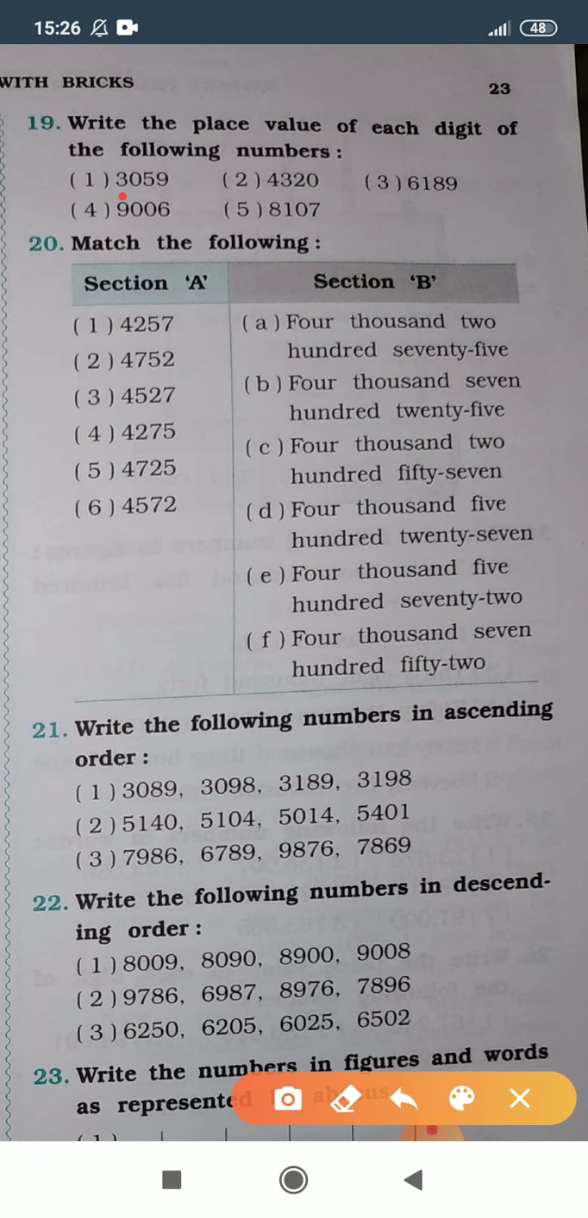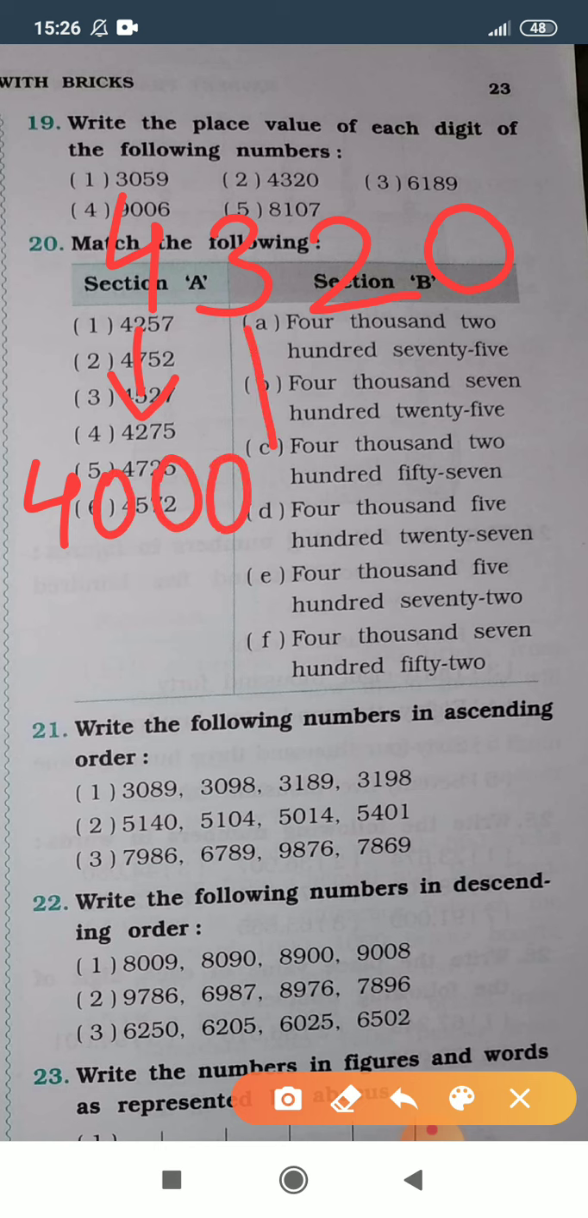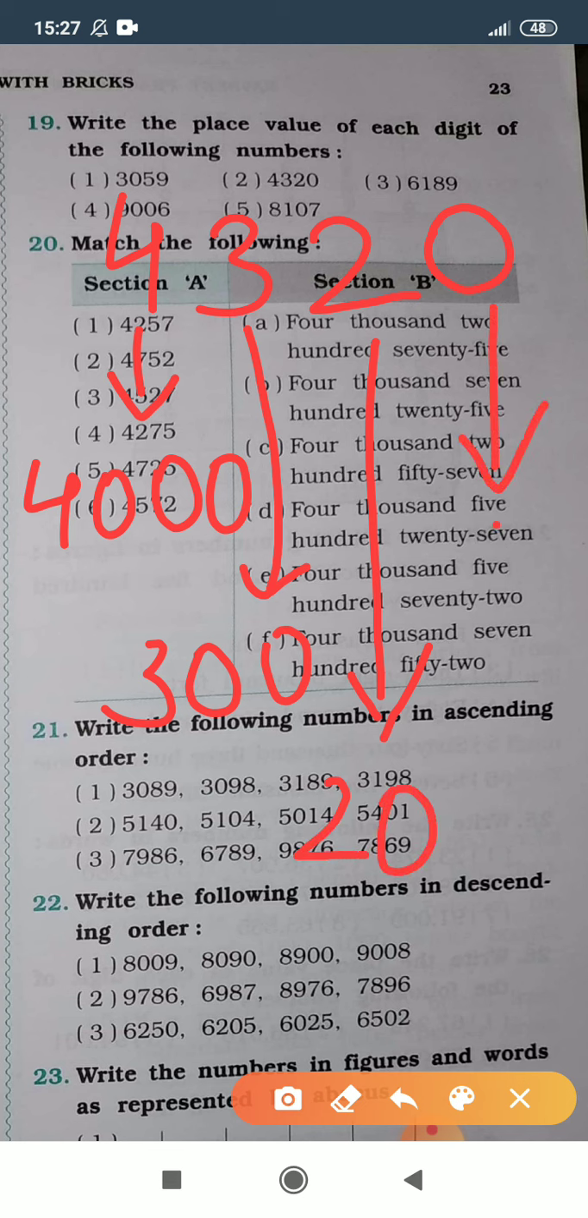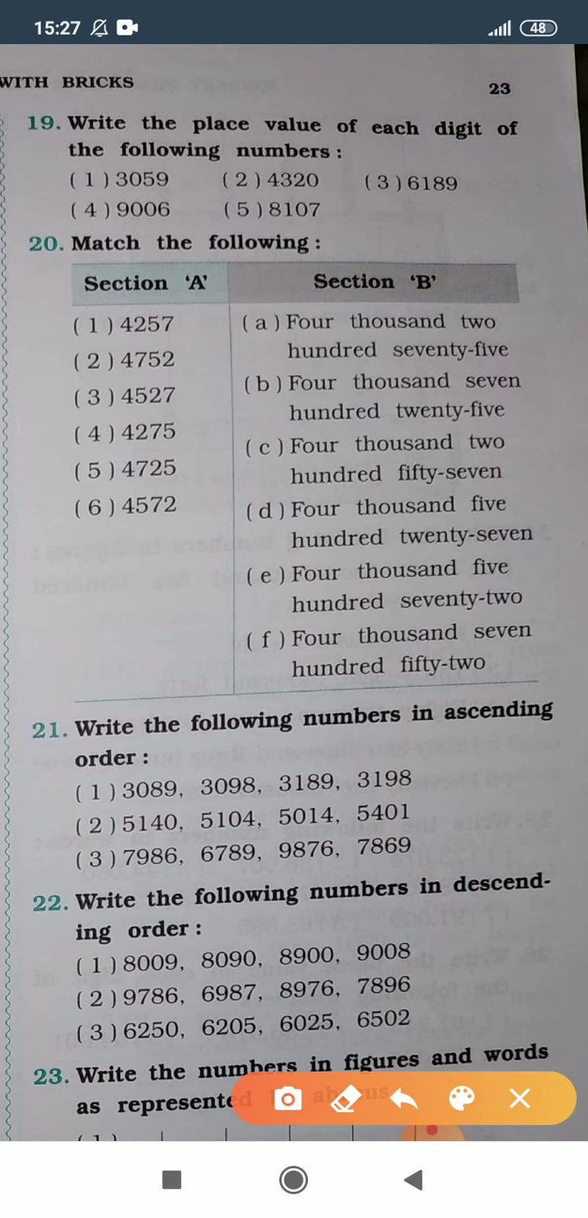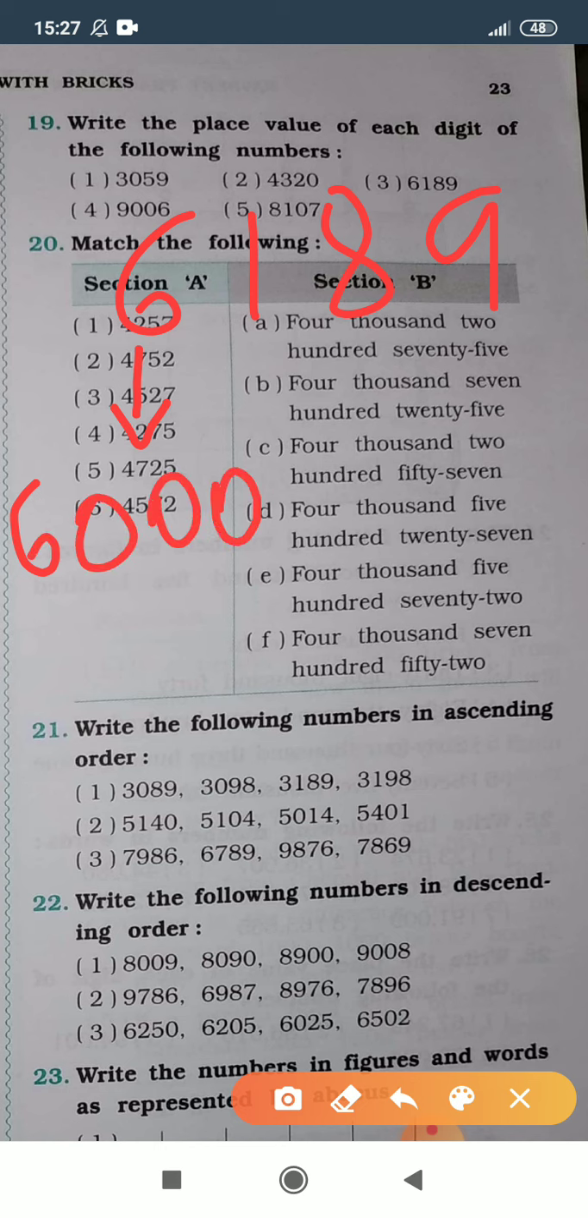Let's see the second one, 4320. Again 4 is on thousand place. That means the place value of 4 is 4000. 3 is on hundred place. That means 300. 2 is on tens place. That means 20. And 0 is on ones place. That means single 0. Let's move further. The third question is 6189. Again 6 is on thousand place. That means 6000 is the place value of this digit.